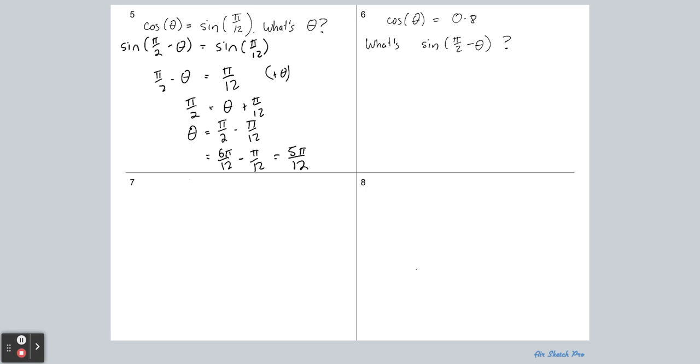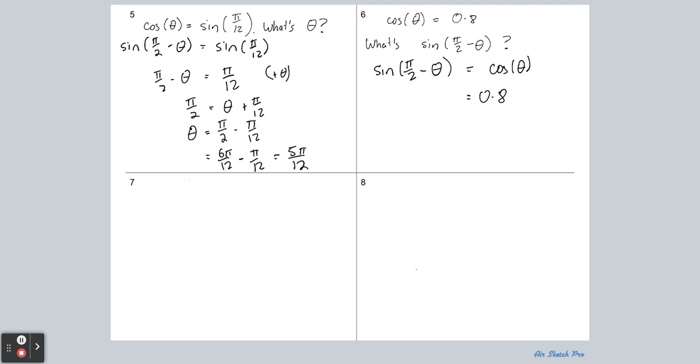Okay, next example, cos theta equals 0.8. What is the sine of pi on 2 minus theta? Well, that's even easier, really. We just start off with sine of pi on 2 minus theta, and we use the result that sine of pi on 2 minus theta is just the same as cos of theta. And we've been given cos of theta up here. It's 0.8. So therefore the answer is 0.8, and I'm done.